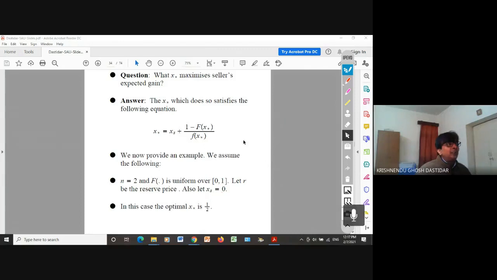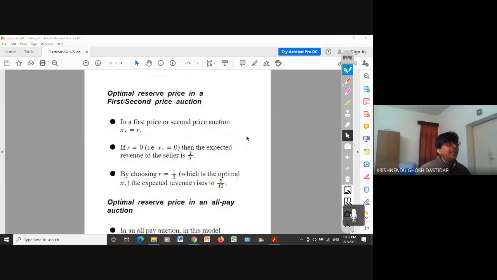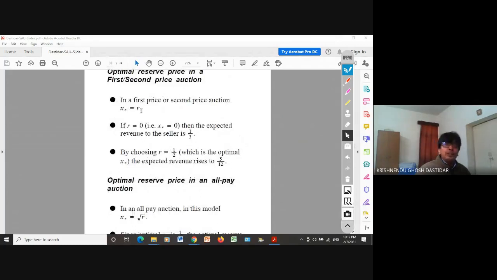Just in terms of first-price and second-price auctions, in a first-price or a second-price auction, x star is equal to the reserve price R that we showed. Now, if you set the reserve price to be 0, then the seller's expected revenue in the two-bidder case where F is uniform over 0, 1 can be shown to be 1/3. But by choosing x star optimally, which is half, with x star equal to R, the expected revenue can be jacked up to 5/12.